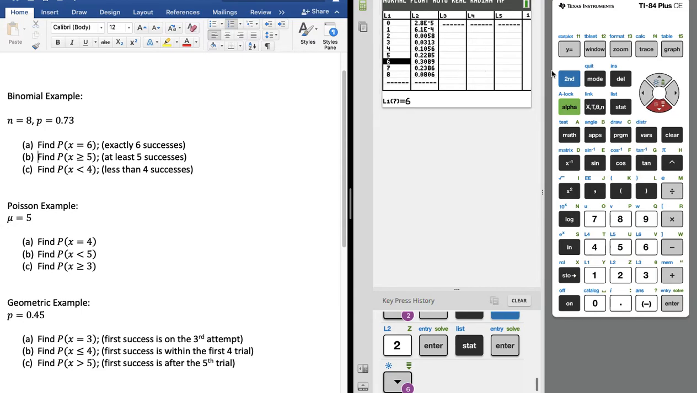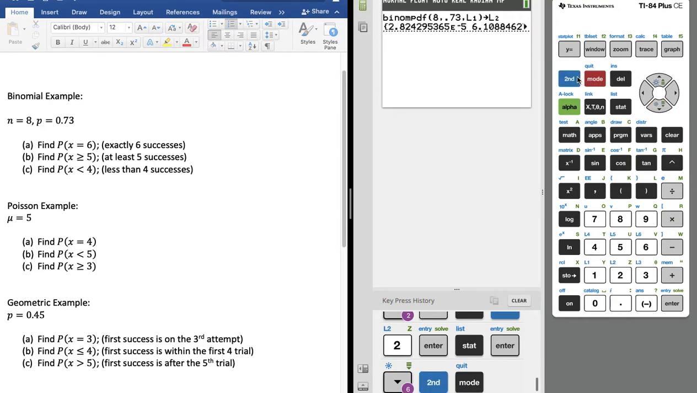Okay, but there is a way to do this on the calculator, and the way you're going to do that is go to second mode that exits you out. Now, this is the new part.